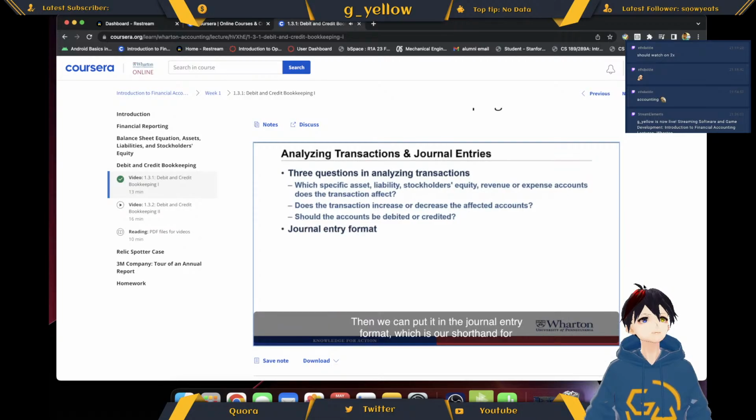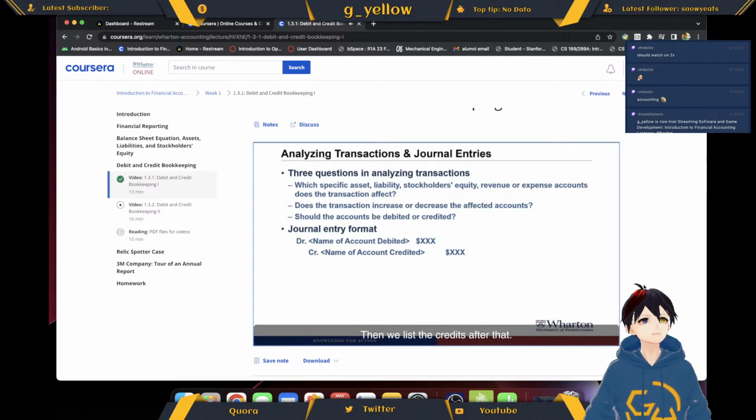Then we can put it in the journal entry format, which is our shorthand for what happened in the transaction. We start with the debit account. We use the abbreviation DR for debit, the name of the account, and the dollar amount. Then we list the credits after that.